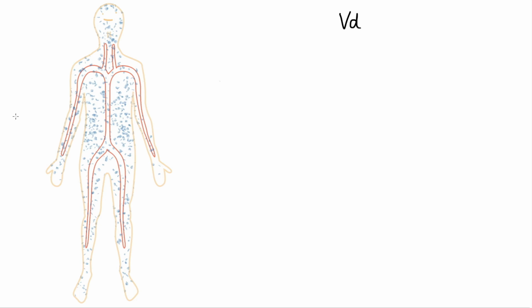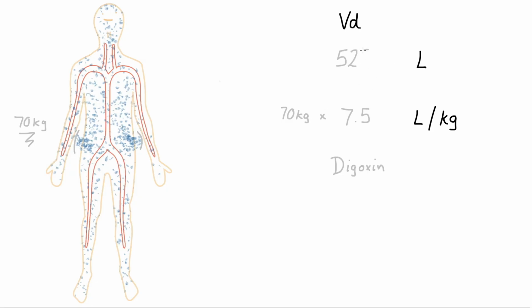But the values we've given here are average values for a 70 kilogram person, and so they won't reflect the VD for all people. For instance, if a patient has more adipose tissue to soak up the drug, the VD will be higher because there's effectively a bigger volume for the drug to spread into. And for that reason, VD is often quoted as a litres per kilogram value. Digoxin, for instance, has a VD of 7.5 litres per kilogram. For a 70 kilogram person, that's 70 kilograms times 7.5 to get 525 litres. For a 100 kilogram person, the VD will be 750 litres.